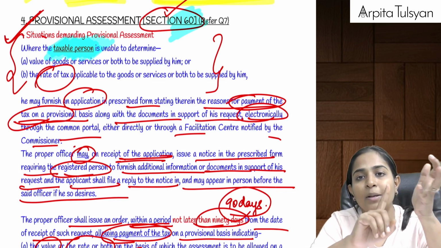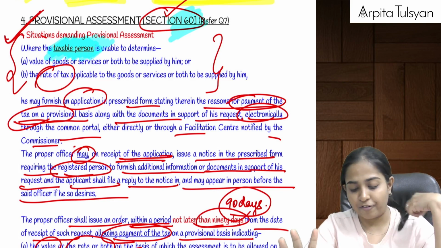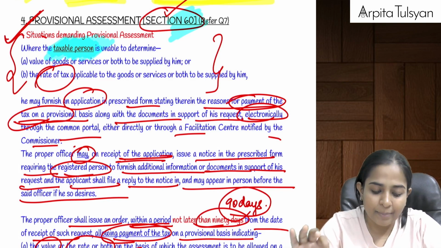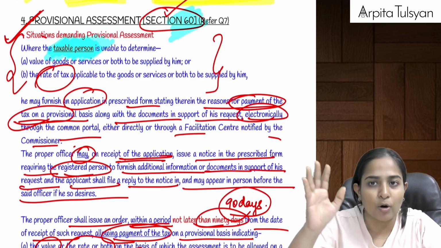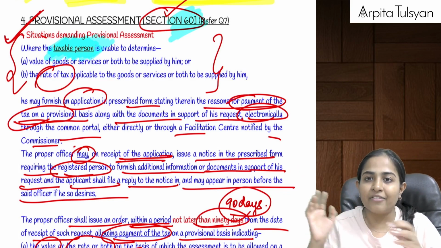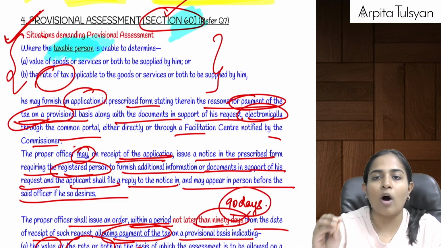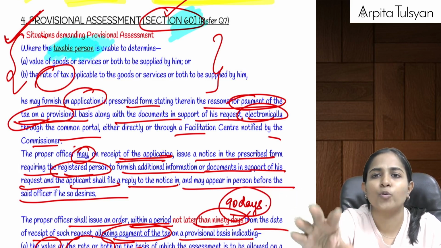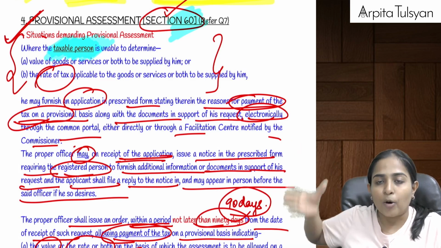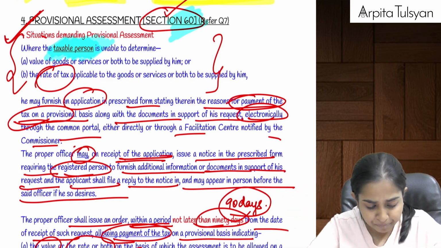If he is not able to come to know about the value, or the rate of tax, then in such a case he will make an application to the proper officer. Proper officer is a person who has been given some functions by the commissioner. The commissioner will tell him that he is treated as proper officer, to do so and so function. He is also from the GST department only.